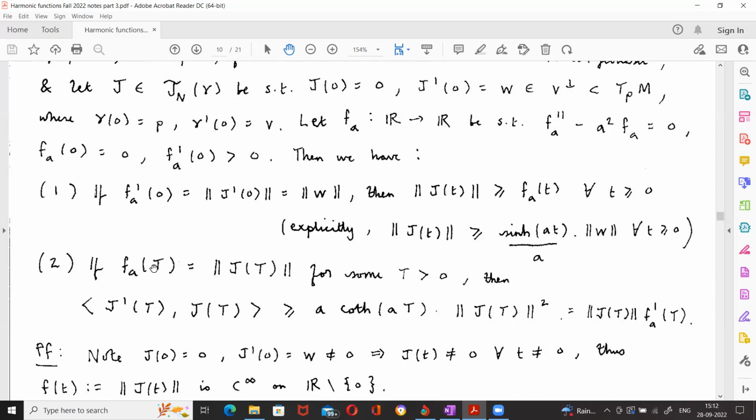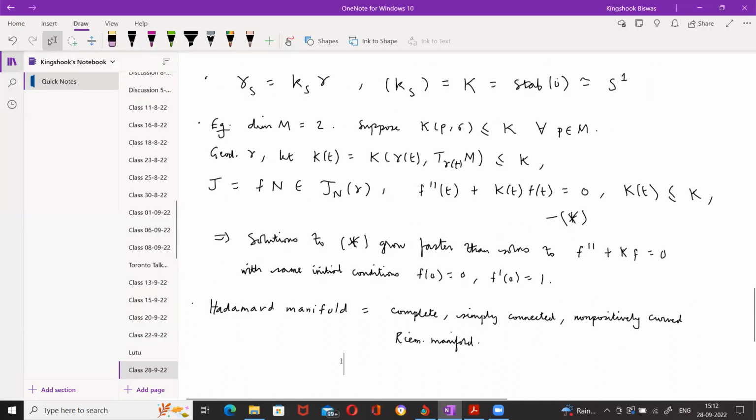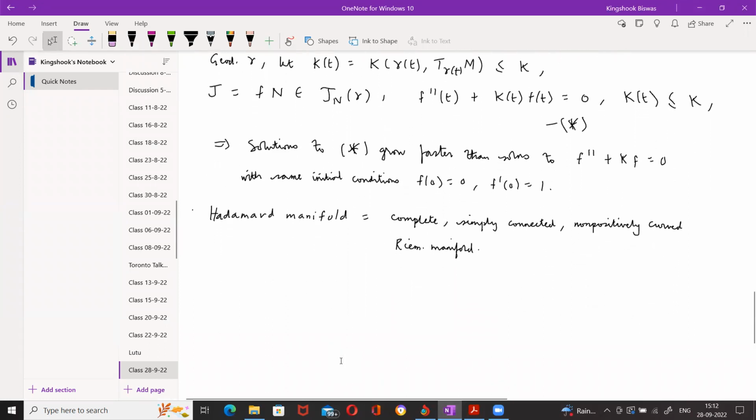You're given what FA of T is, and you can work out what FA of T has to be. This will turn out to be actually norm of J(T) into FA prime T. Okay, so this second statement is a bit unclear about what I'm trying to say here. What is this norm J of T? This is the same as FA of T, right? So this is FA of T, FA prime T, right? So the second statement, actually what I'm saying is, let me write the second statement here.